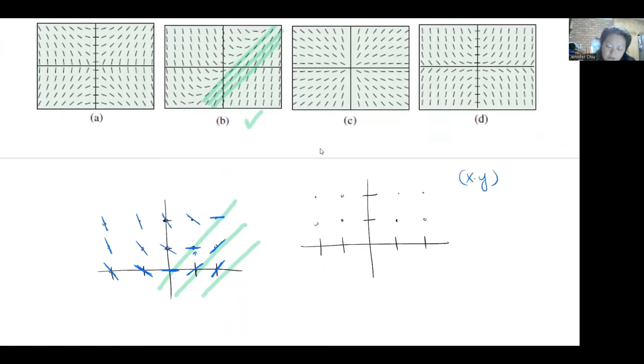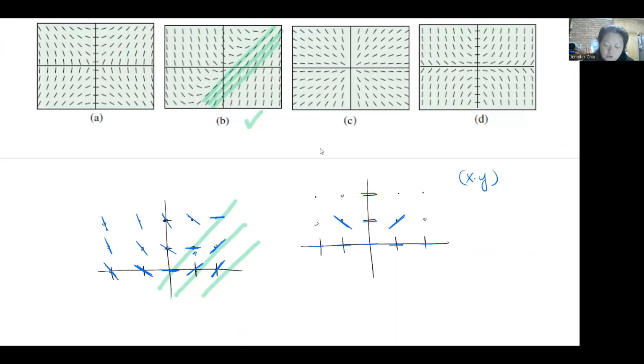Okay, first one is if any of my x's are zeros, then my slope is going to be 0. So on my x-axis and my y-axis, my slope is 0. Okay, that's pretty good. Okay, here at this point, 1, 1. 1 times 1 is a +1. This point is -1, 1, so it's going to be a -1, right?